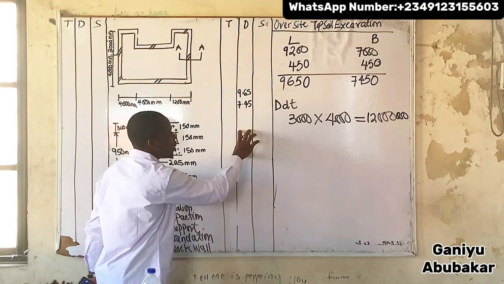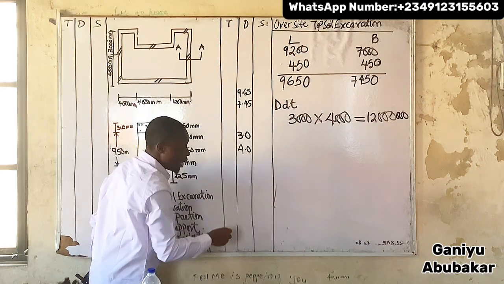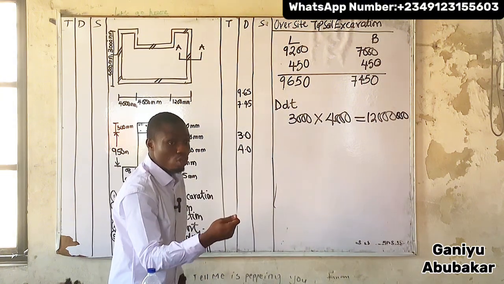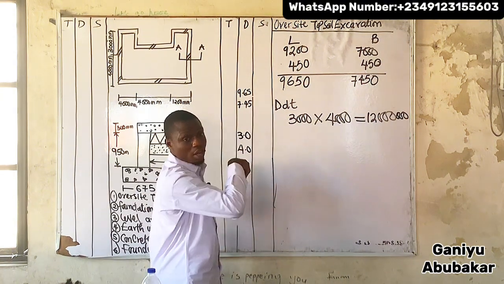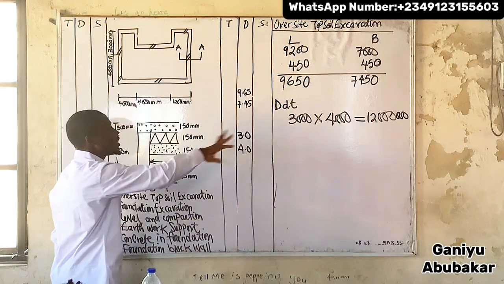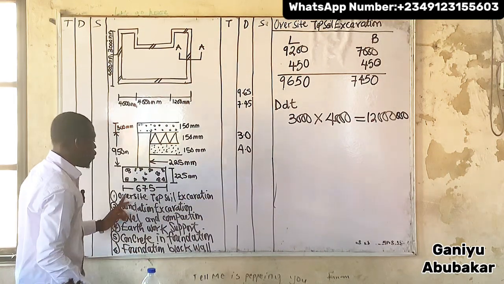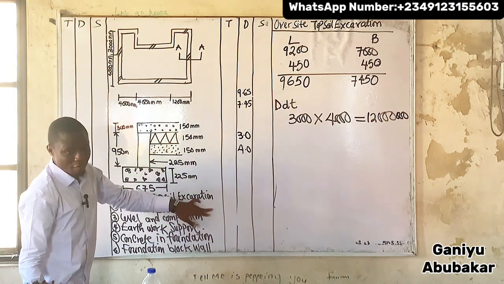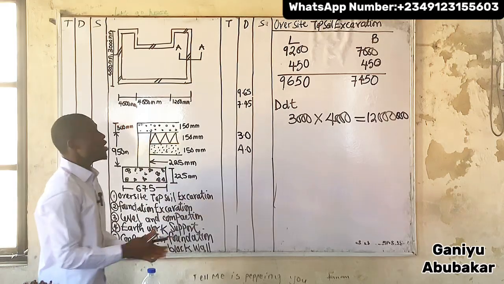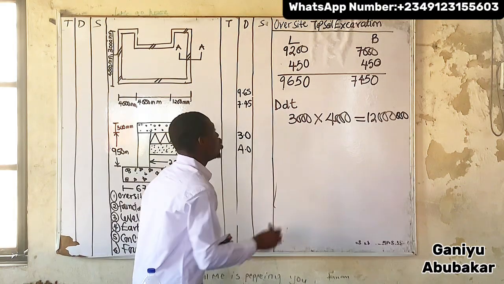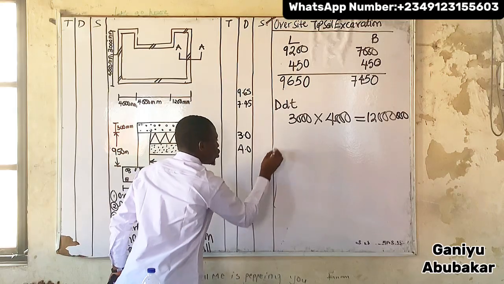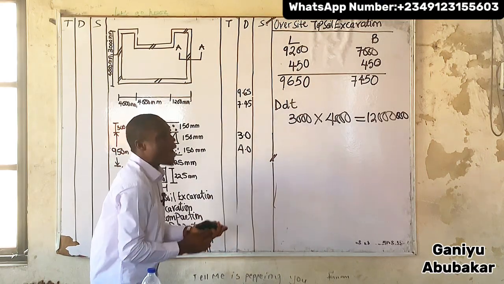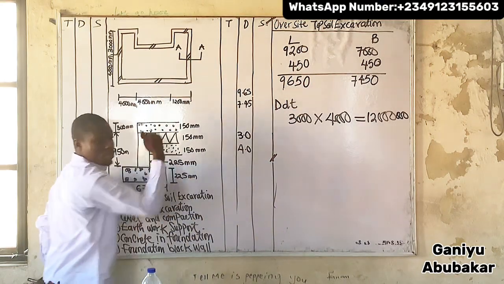Add these two together, and the answer it gives you is the total answer from this one. Are we good now? So that's all this is about, oversight topsoil excavation. Now here's the concept: you have to put a slash here and a slash there to indicate the boundary. That's the first question. Are we good?